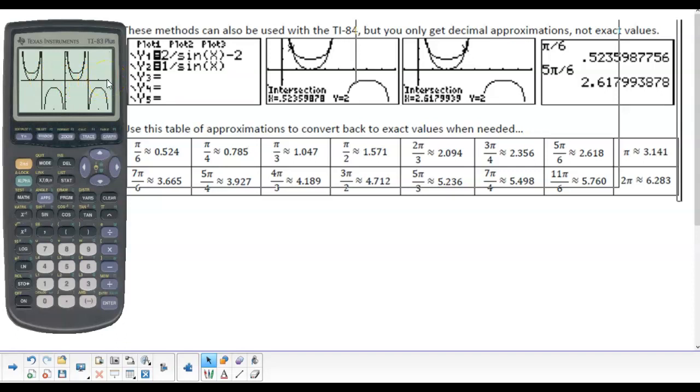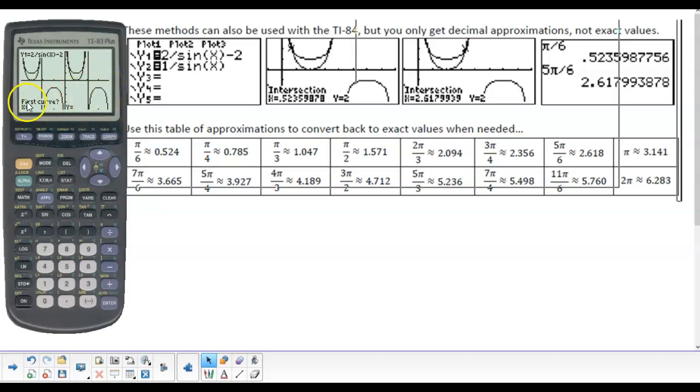Okay, and in order to find these points of intersection, I'm going to have to press second trace, and then number 5 here is the option to find a point of intersection. So I press enter for number 5. Now the graphing calculator screen is going to ask me 3 questions at the bottom.